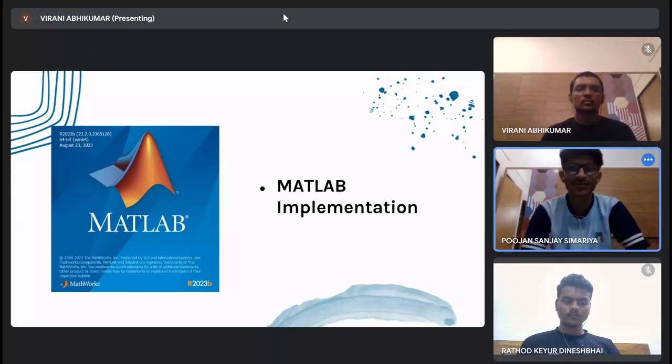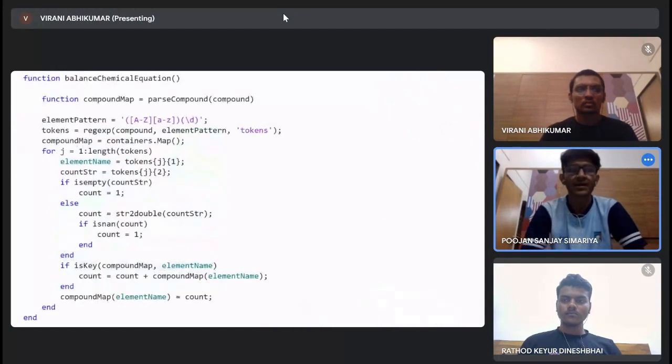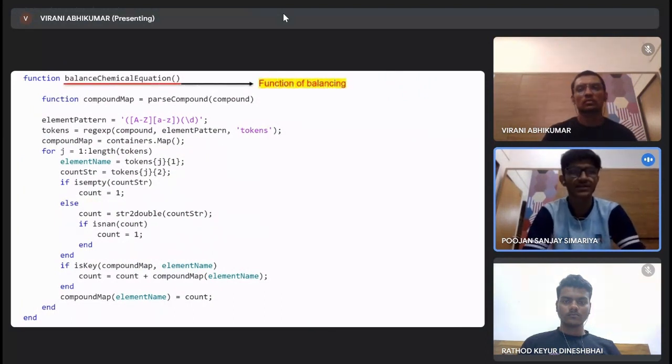So now let's quickly look at the MATLAB implementation of our project. The MATLAB implementation follows the code. There are 5 code snippets. The first code snippet looks like this. First, we define the function balance chemical equation, which obviously balances the chemical equation.